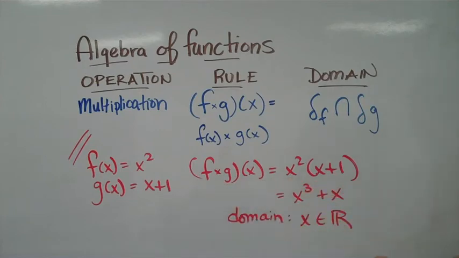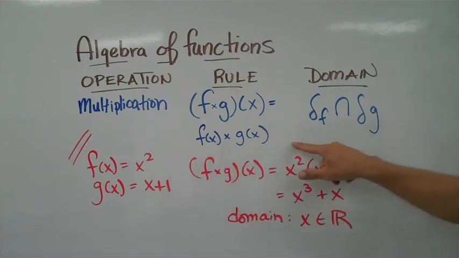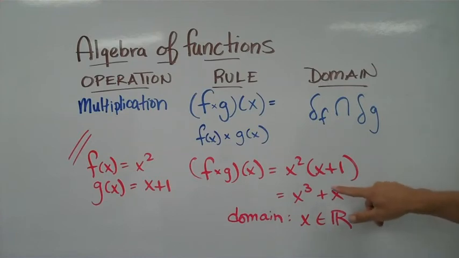(f · g)(x) is f(x) times g(x). F(x) times g(x), distribute out, you get x³ + x. What's this domain? Well, the domain of f and the domain of g are both all real numbers, so our domain of the composite function will be all real numbers.